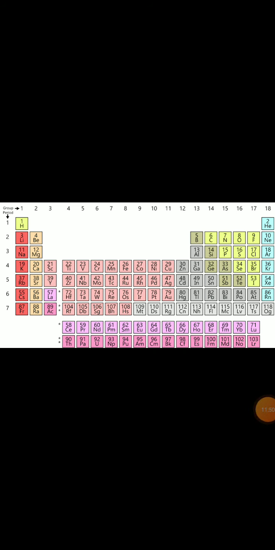So from this, two things we learned: that the elements in the same group will have the same number of valence electrons, and second, that as we go down in the group, the number of shells increases. So these two things we have got.